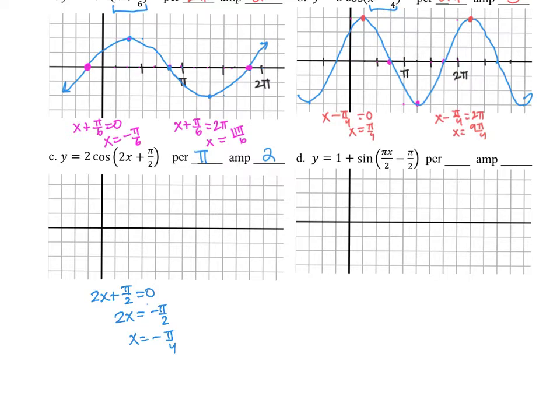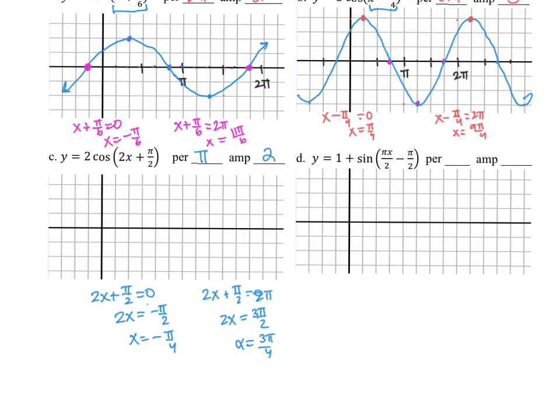But because my period's only pi, if I added pi to this, I could tell this is going to end at 3 pi over 4. But I'm going to do it the way your book does it. 2 pi, what is that? 4 pi over 2 minus pi over 2 is 3 pi over 2. And then if I take half of that, I get 3 pi over 4. So I should complete one cycle from negative pi over 4 to 3 pi over 4.